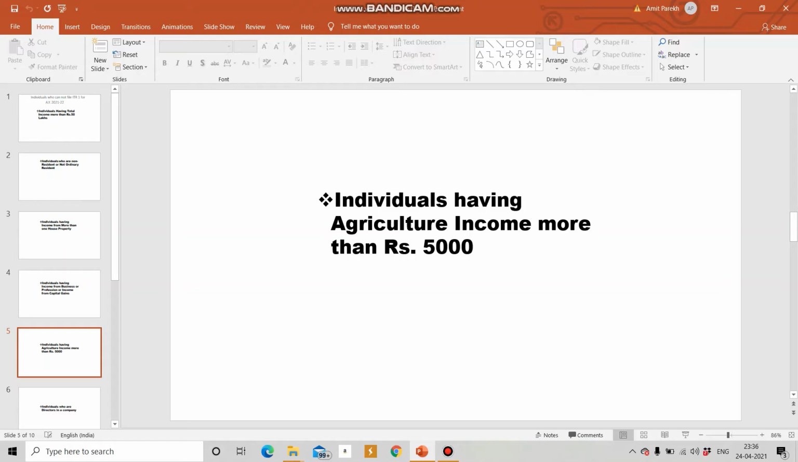Next is individuals having agricultural income more than 5,000 rupees. See, agricultural income is exempt from income tax. There is no income tax on agricultural income. But there are other incomes also which are tax free, like interest on PPF account. Even if a person is receiving a lot of interest from PPF, for example more than 1 lakh, still he can file ITR1. But when it comes to agricultural income, they have made a specific provision that if the agriculture exempt income is more than 5,000, then we have to file ITR2. So in this case, ITR2 is required.